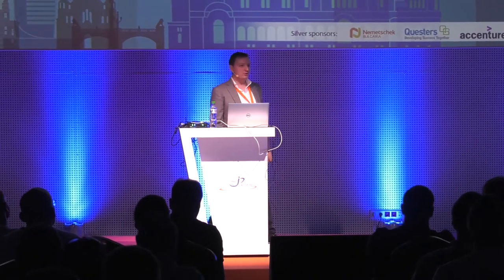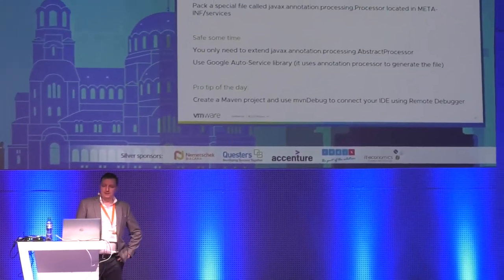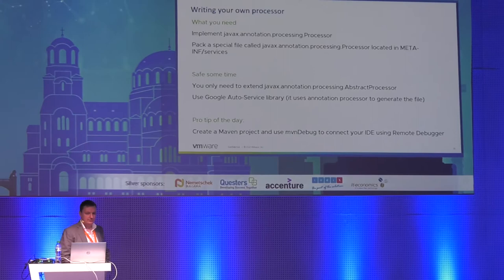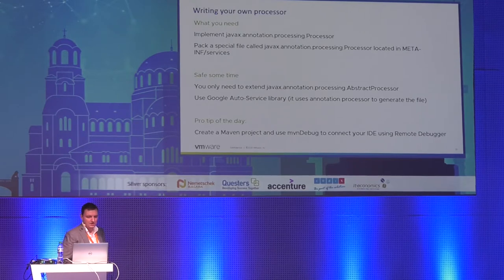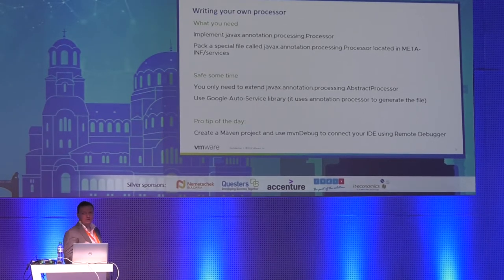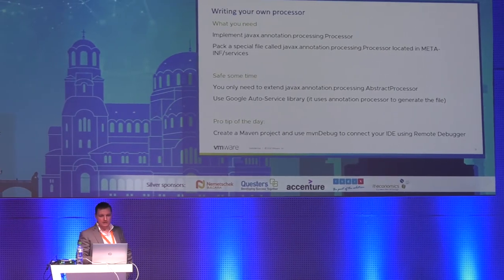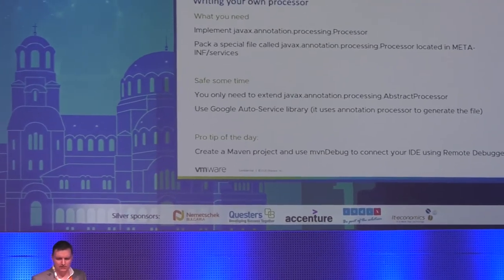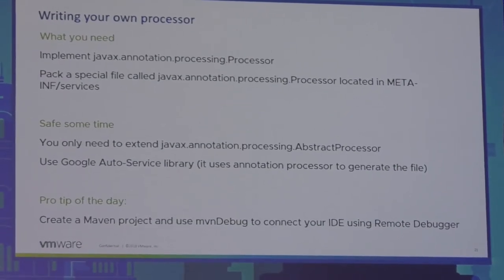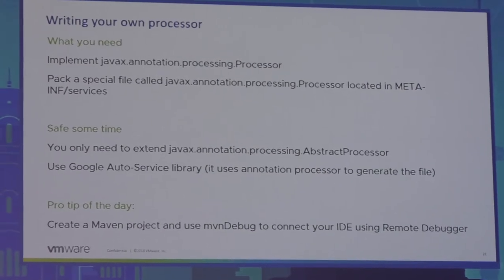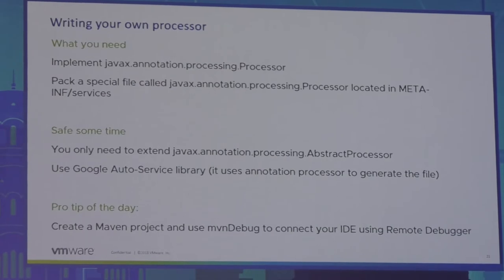OK, no questions. So if you want to write your own annotation processor, you need to implement the Processor interface. And you need to have a way for calling that. You can specify that into the javac, there's a command line argument for that. Or you can add it to META-INF/services and list all your processors. That way, the Java compiler is going to detect those and automatically load and initialize them.